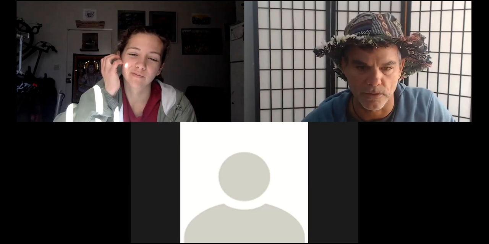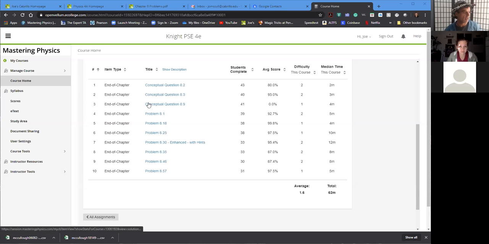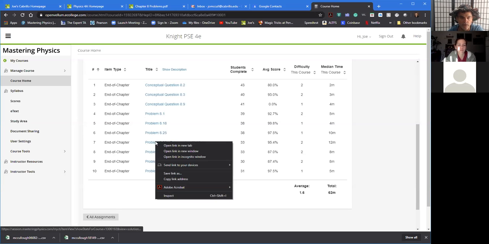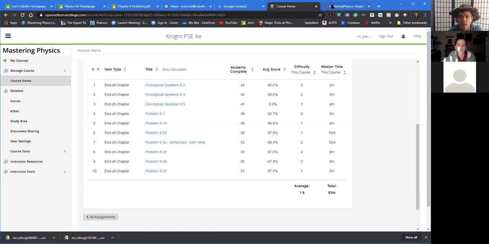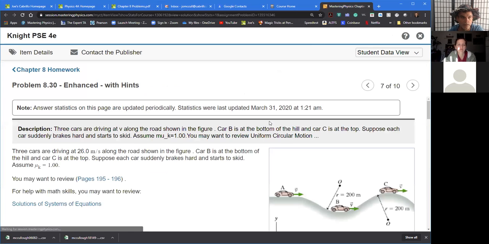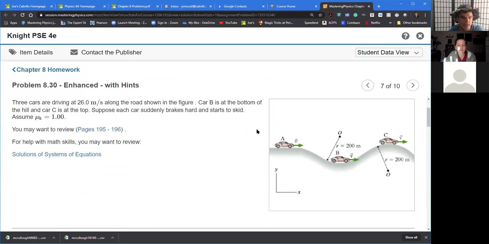Hold on, let me share this screen because I think I'm seeing something different. Course home. Okay, can you see the screen? Yeah. Which one is it? It's number 7, 8.3. Yeah, that's the one. If I click on it, open in new tab. Ah, this one. Can you see it? Yeah, I see it. Okay.